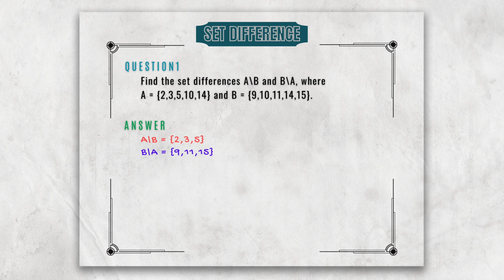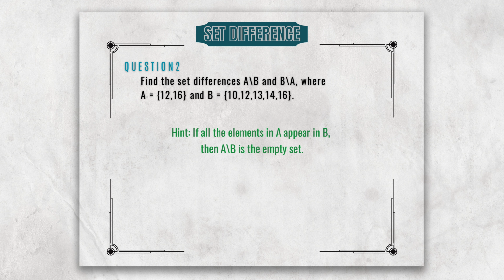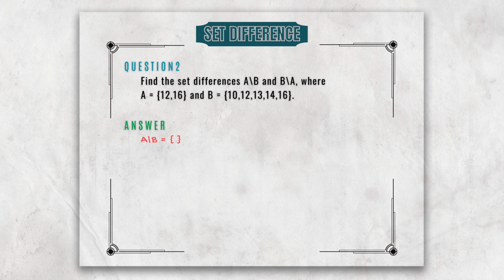Here is our second test problem. Find the set differences A without B and B without A. As a general rule, if all elements in the first set are in the second set as well, the set difference is the empty set. Therefore, A without B is the empty set. On the other hand, the elements that B does not share with A are 10, 13, and 14. Therefore, B without A is the set of 10, 13, and 14.